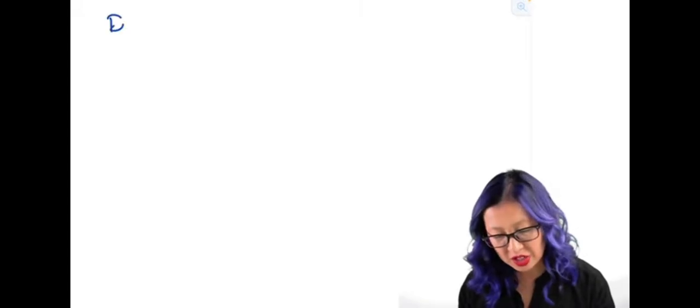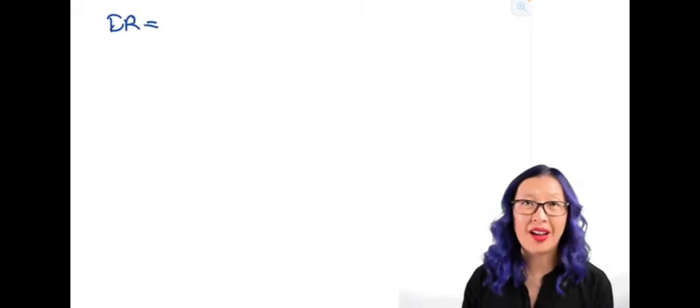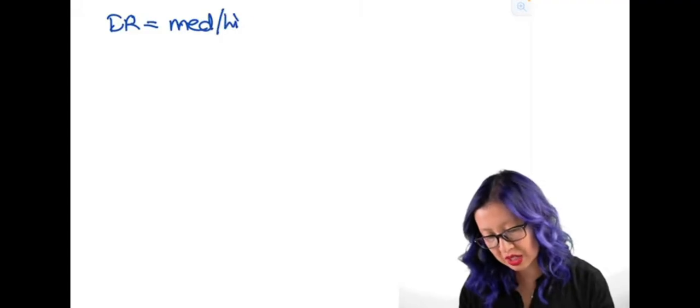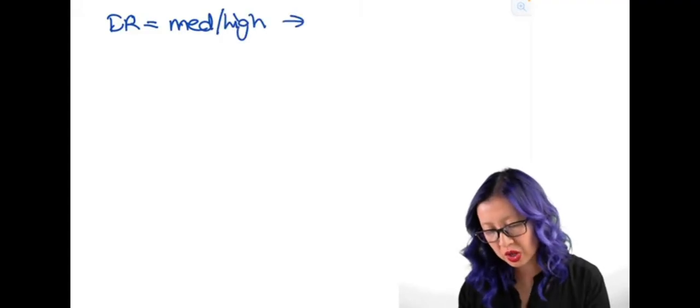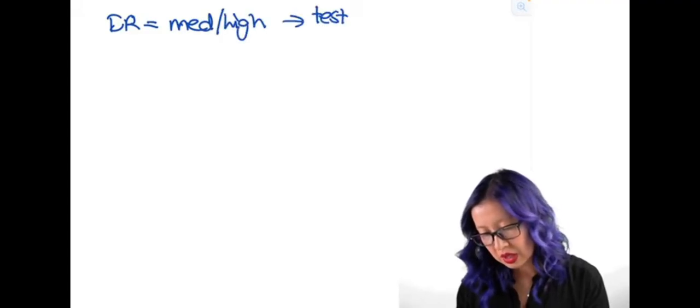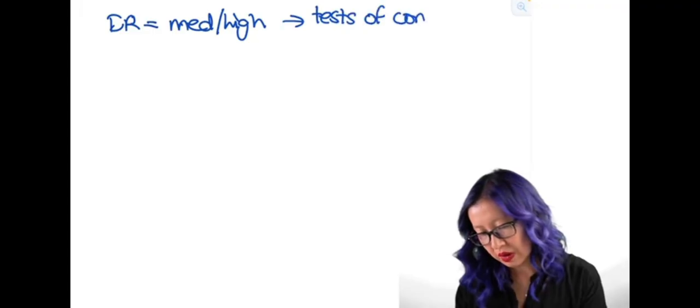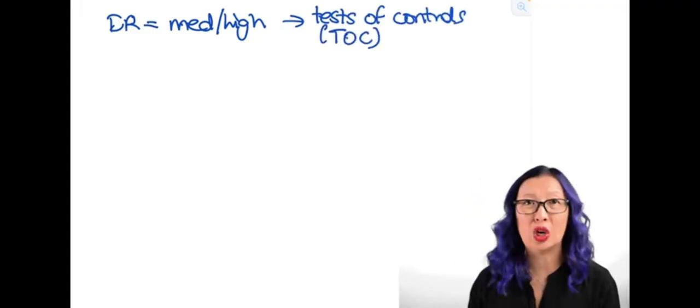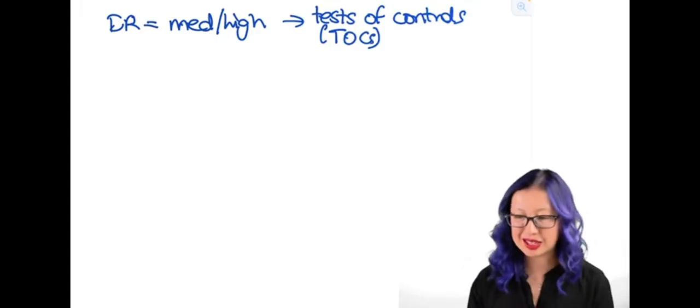So let's go. Let's see if we remember our audit risk model, okay? Remember that our detection risk will help drive our audit strategy. And if our detection risk is medium or high, then we're going to do some tests of controls. You may see tests of controls sometimes abbreviated to TOC or TOCs.